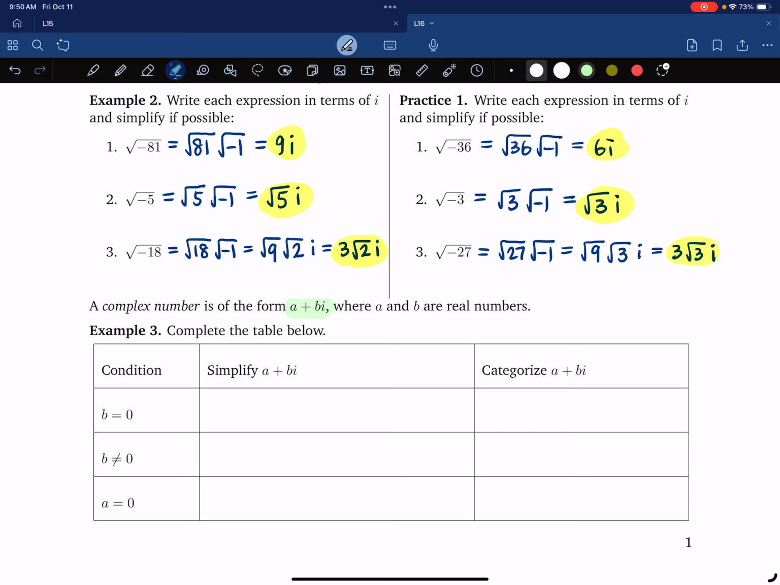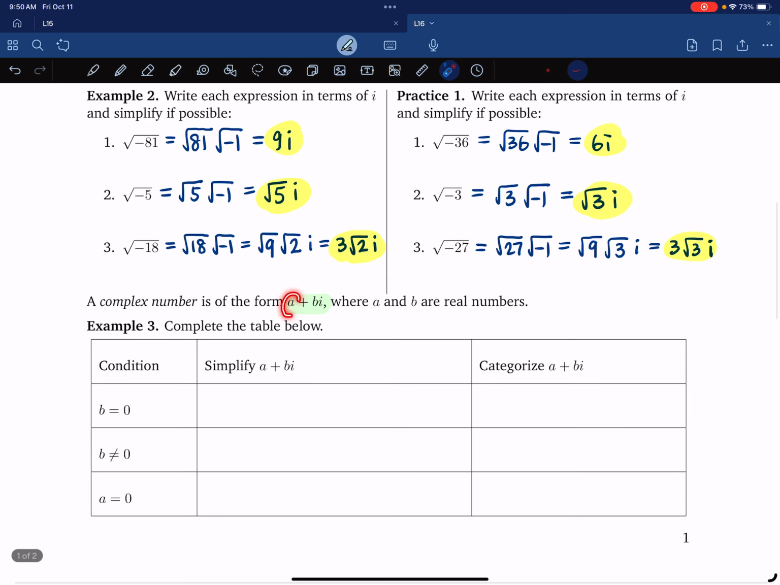It's called a complex number for a reason, because this expression includes 2 parts. You have a, which is the real number, right? This is the real part. And then you have the b times i. So remember i, it's imaginary. So this piece is imaginary. And then you have real plus imaginary, which makes it complex. Some situations, you might just have one of the parts. So let's take a look at example 3.